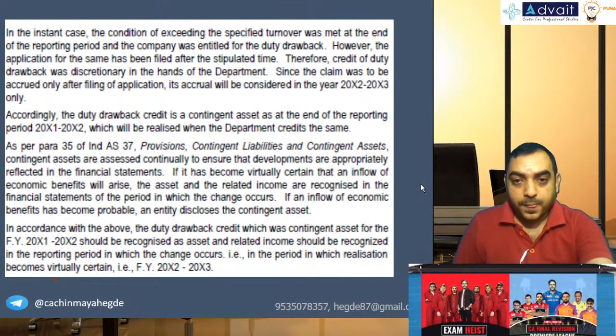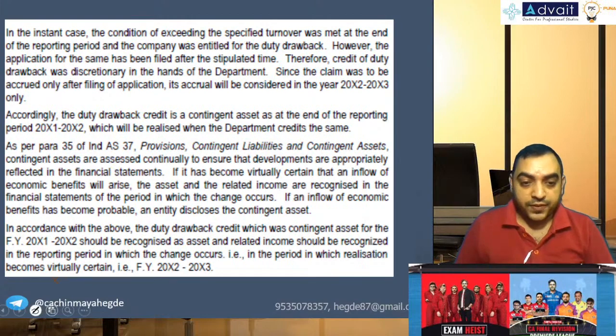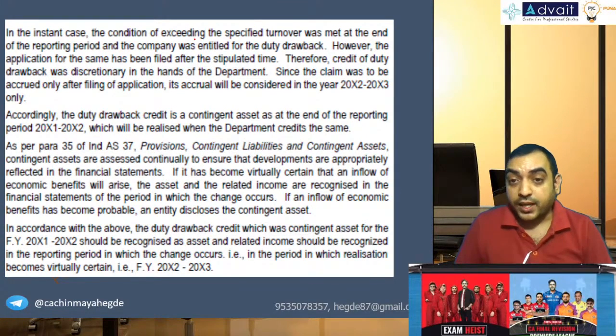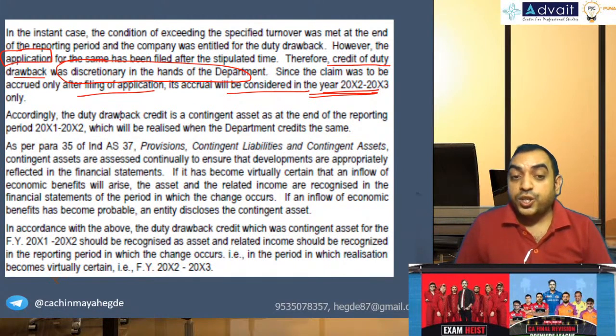In the instant case, the condition of exceeding the specified turnover was met at the end of the reporting period. The company was entitled to the duty drawback. However, the application was filed after the stipulated time. Therefore, credit of the duty drawback was discretionary in the hands of the department. Since the claim was to accrue only after filing the application, its accrual will be considered in the year 2002-3. Accordingly, the duty drawback on the contingent asset at the reporting date will be realized when the department credits the same.